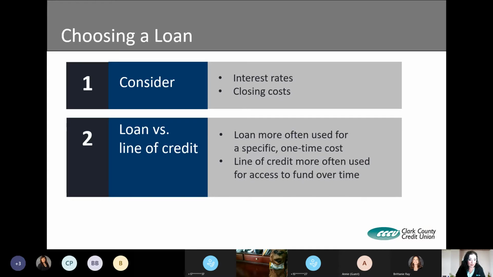You really can use the money for any purpose at all. Some examples of what I've been seeing members use: a lot of members are building pools right now. Like I said, I have personally used the line of credit. We built a workshop for my husband, so a big giant garage on the side of the house.